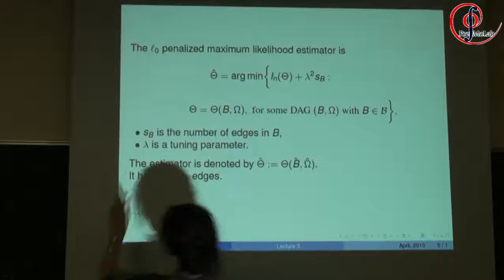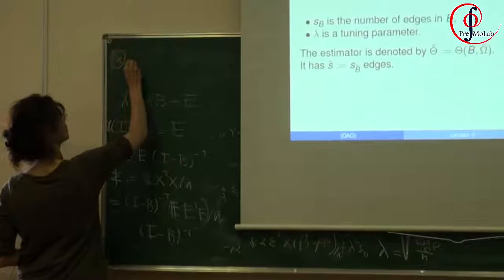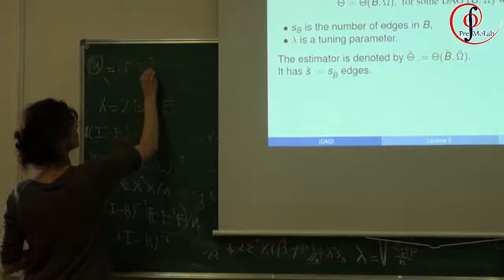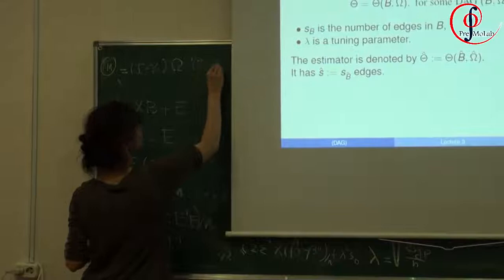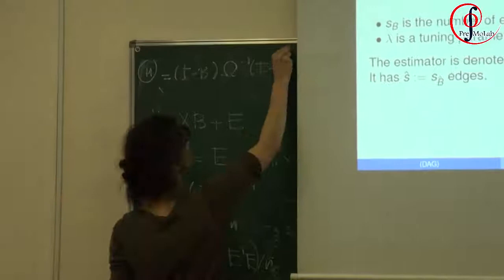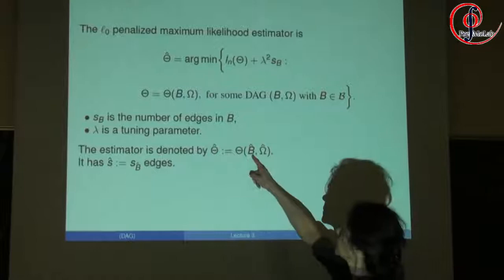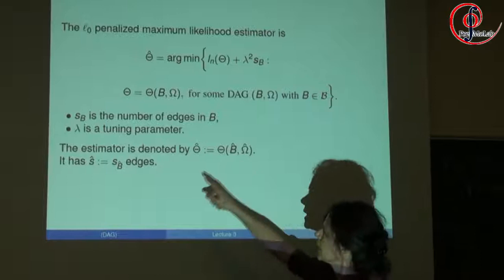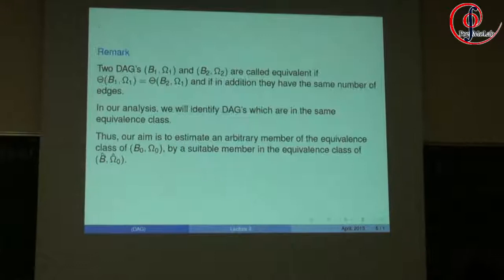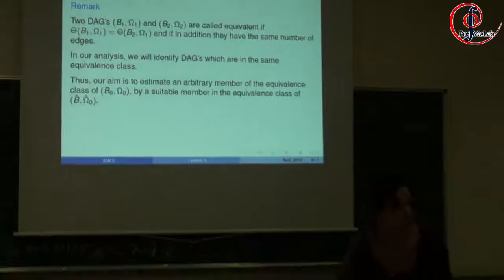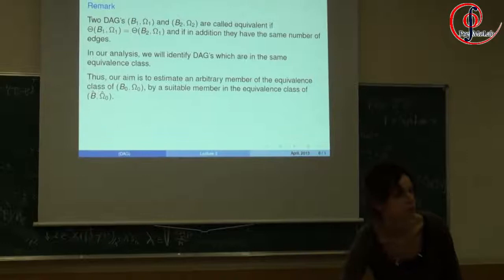And the likelihood has to be of this form. So now you have it here, I take theta as the inverse of this thing, so it's (I minus B) transpose omega inverse (I minus B), so it has to be of the right form. Okay, that's the estimator. So there's B hat, the estimated edges, and the estimated variances of the error term, and that's the number of edges of this estimator. So it means it's still not identifiable, but if they represent the same likelihood and have the same number of edges, then I just identify them. But I think it's an equivalence class.